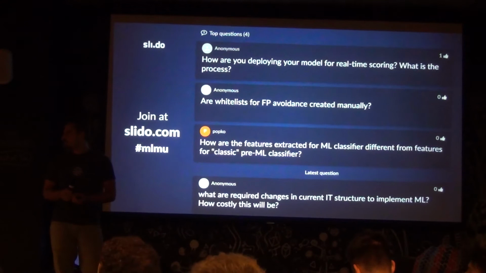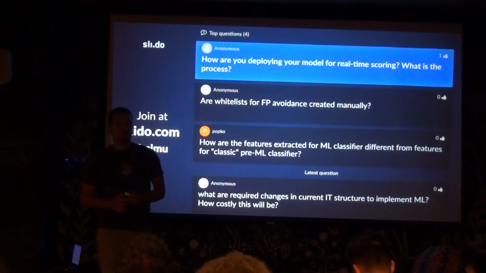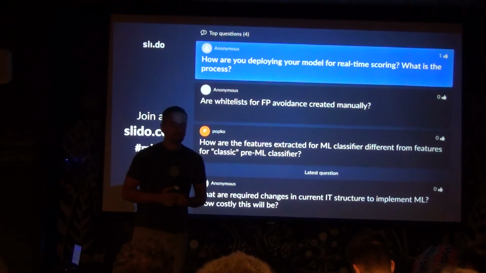I can just shout. That's fine. What's the output of the pipeline? Is it malware, not malware, or what's the output basically?